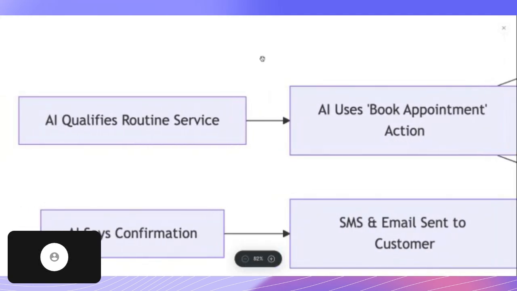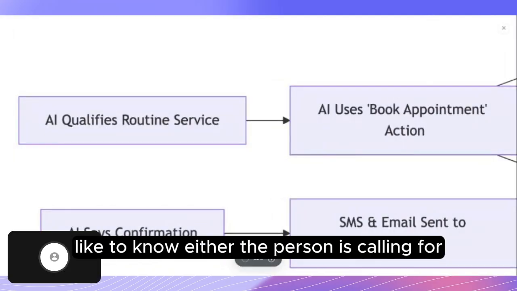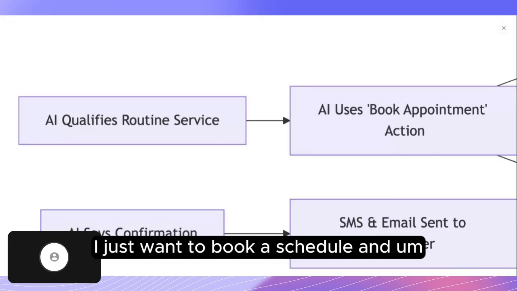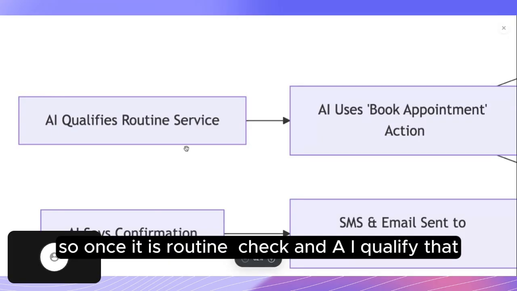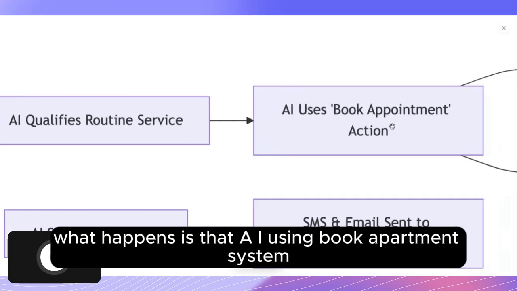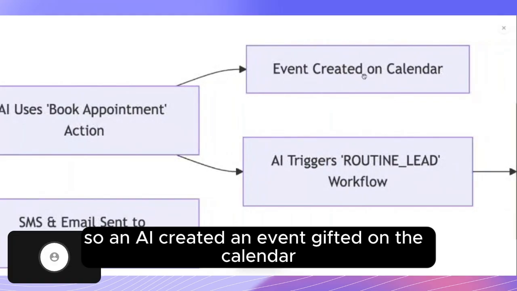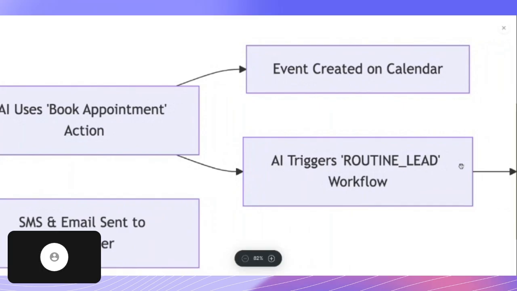For the routine check, the AI qualifies it, to know if the person is calling for just a routine check. Maybe the person mentions that they just want to book a schedule, a routine maintenance. Once the AI qualifies that, it uses the book appointment system to book that appointment inside the calendar. So an event is created on the calendar, and the AI will trigger the routine lead workflow.